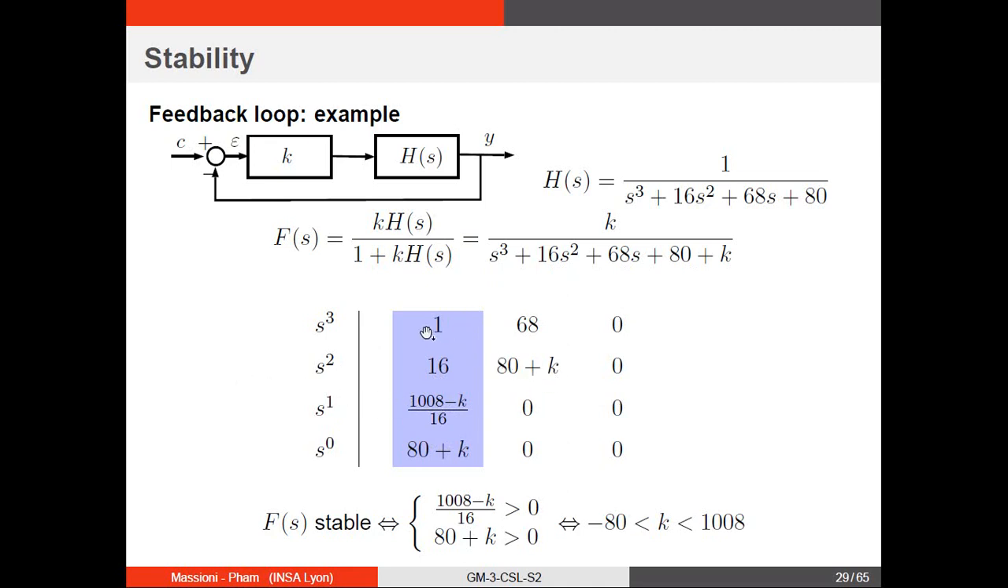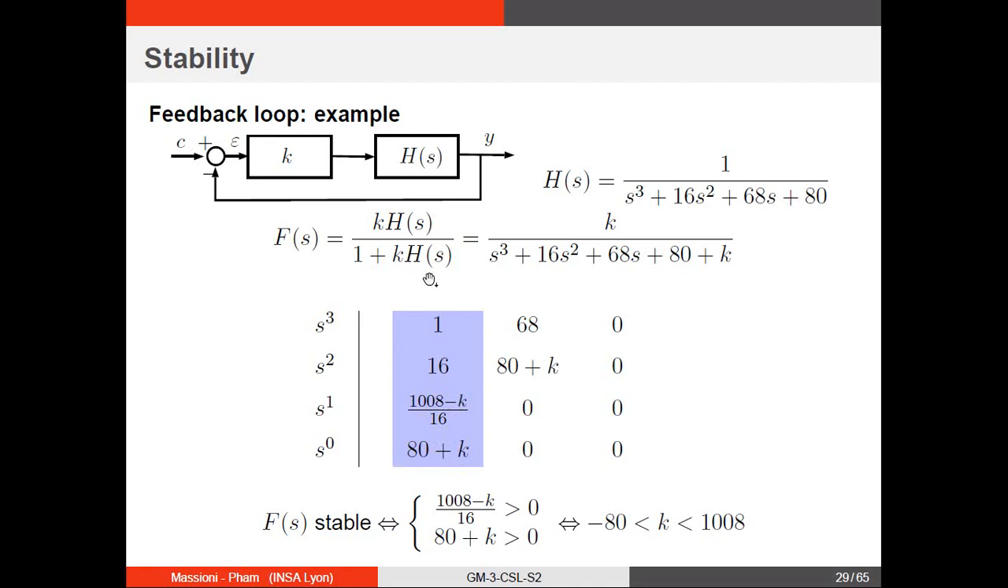80 plus k times 1 minus 16 times 68, which, sorry, I got the sign wrong. It's 16 times 68 minus 80 minus k, which gives you this one. Here you get a 0, then you continue here, you get basically this one times this one divided by this one, so 80 plus k.